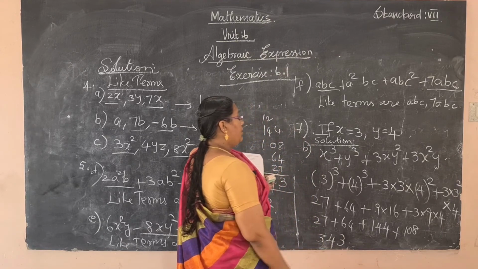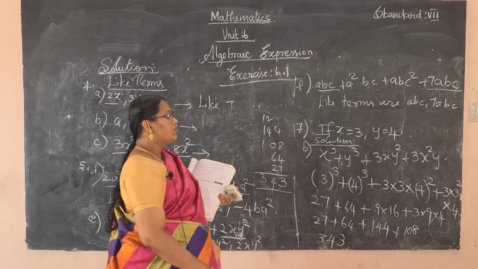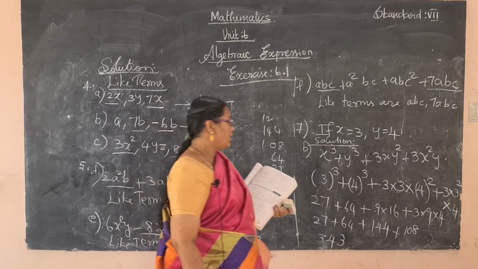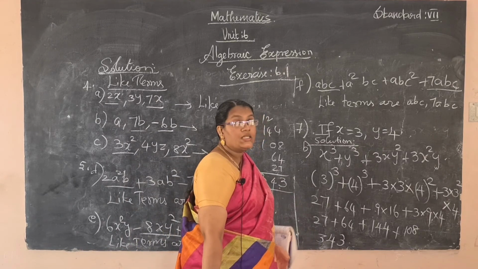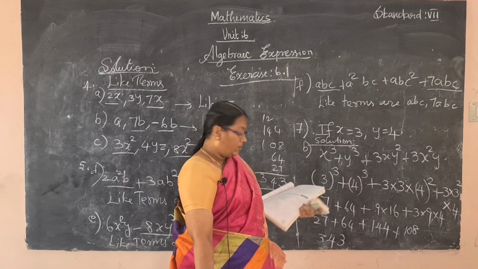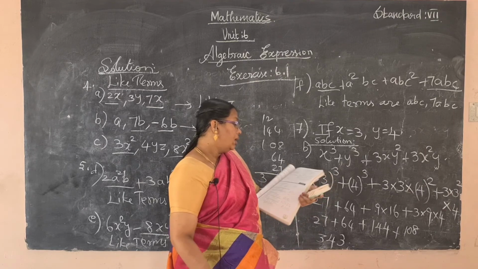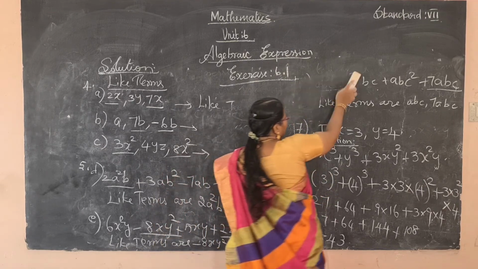Okay. When we apply the values x equal to 3 and y equal to 4, we get the answer 343. Okay, the first problem is homework. I will write the homework on this side.